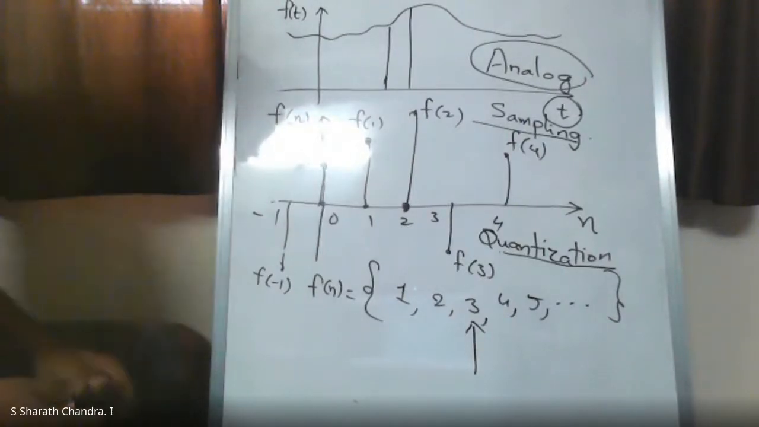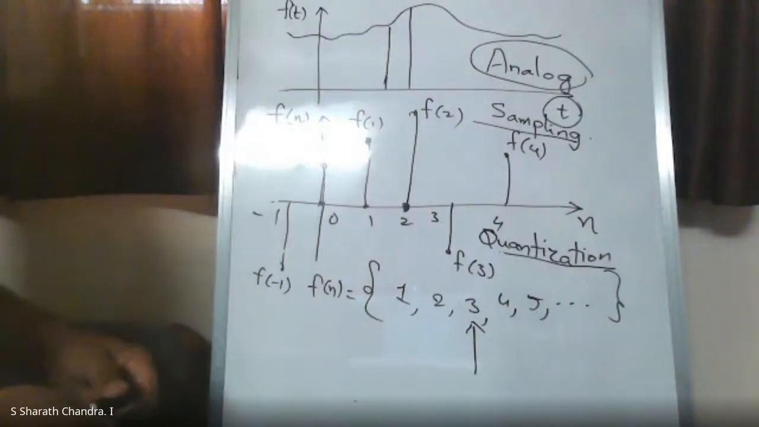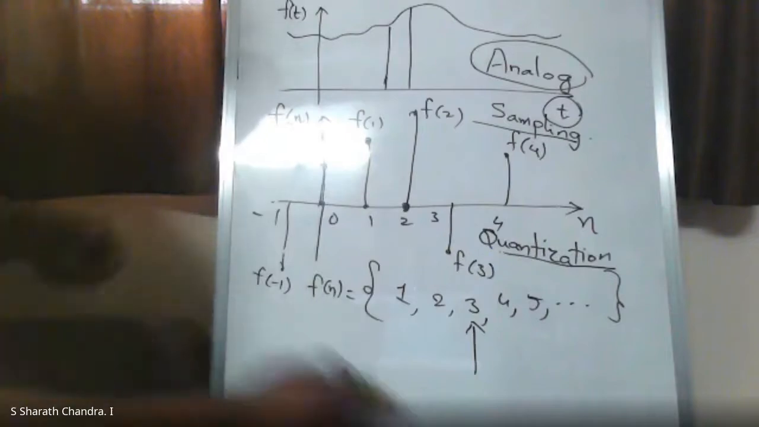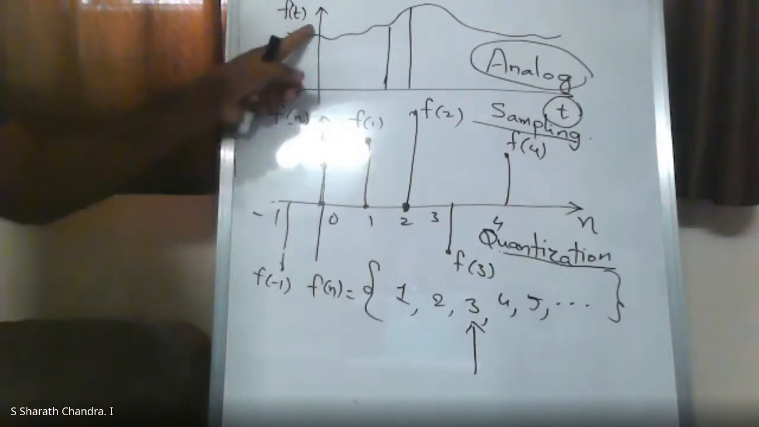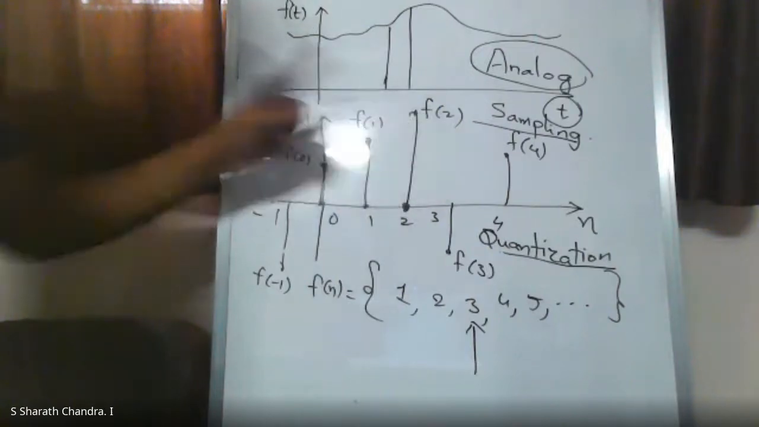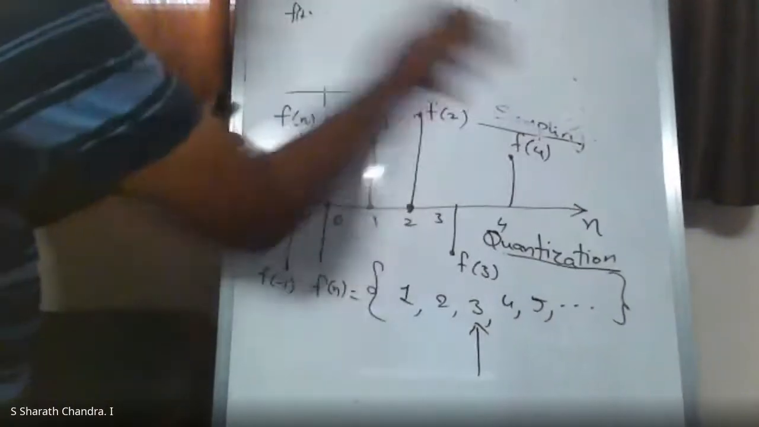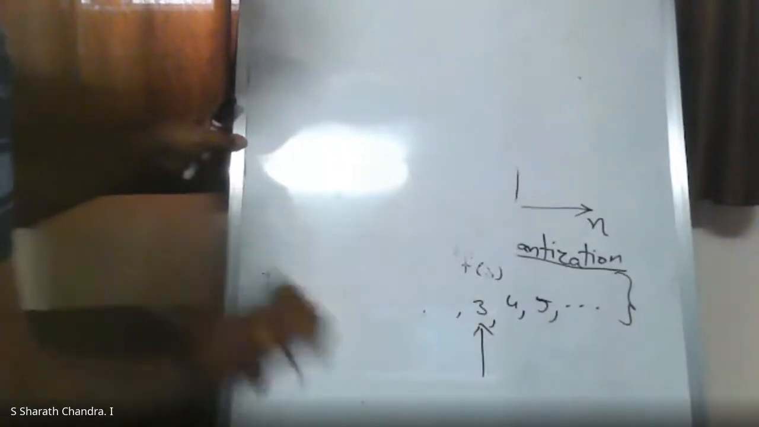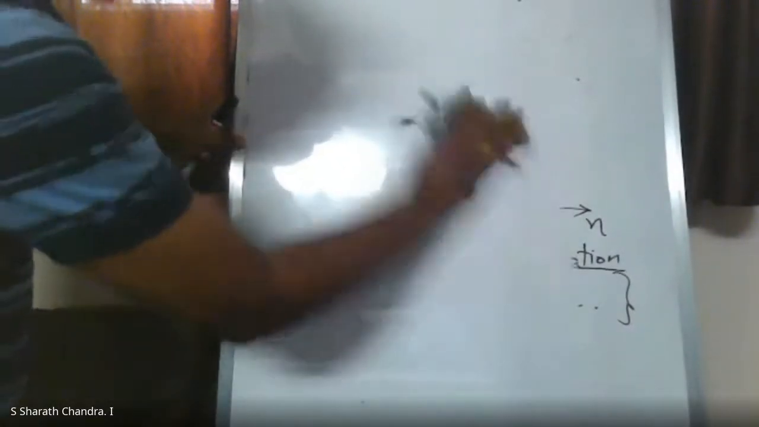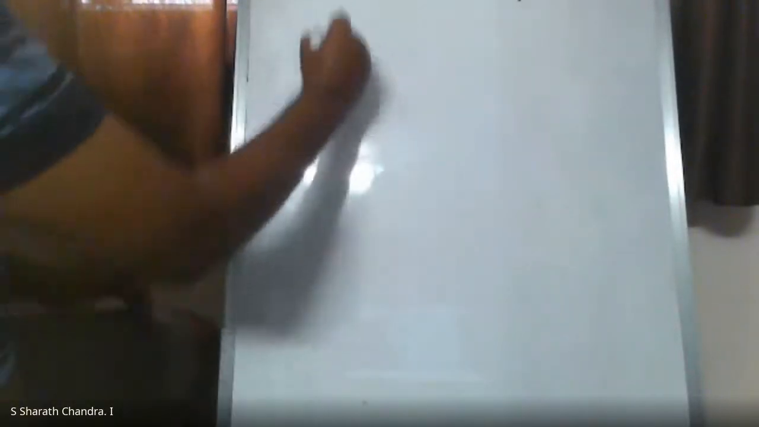Hope you understood this. Similarly, there is another classification, the digital signal. A digital signal is generally a signal whose amplitude as well as time are both discrete in nature. You might have heard about these digital signals. Digital signals are those signals whose amplitude is discrete as well as time is also discrete.